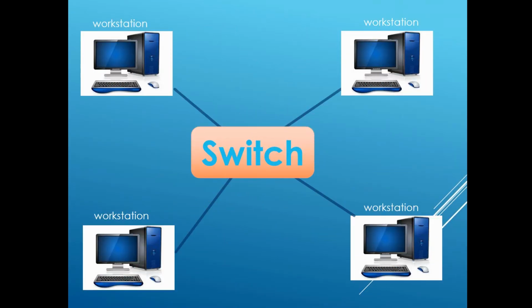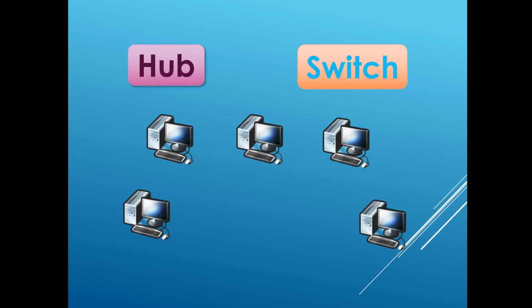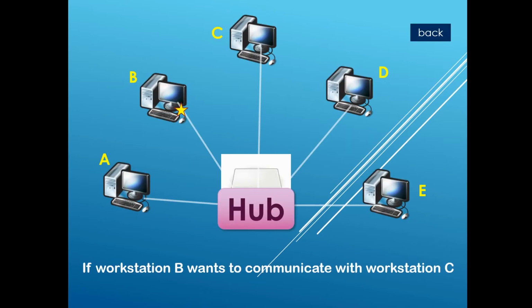So we have our switch that connects all of our different computers on our network. And one workstation can send a message to a particular workstation because it has an address on its network interface card. So hubs and switches, both of them do similar things, but a switch is much more complex or much more advanced than the hub.